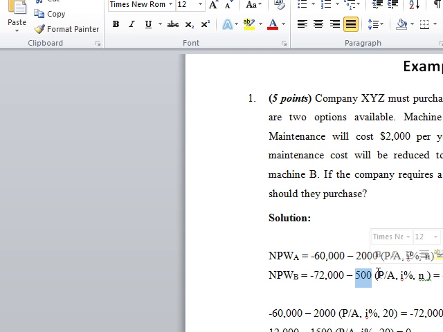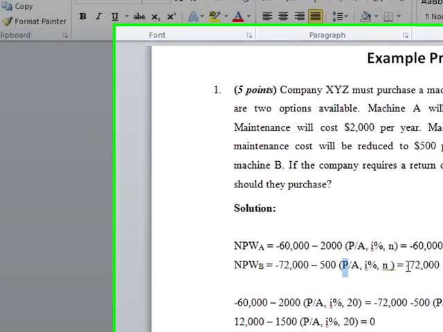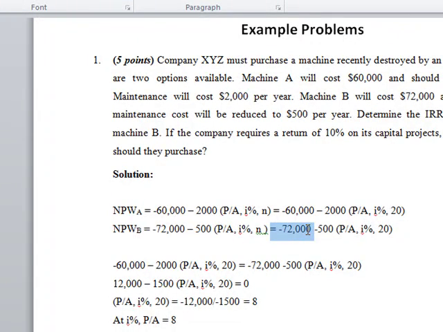So again, using the formula, we have been given A, which is annual cash flow, which is negative because we are spending the money. Given A, we need to find out P, present value, right? So P given A, I interest rate, comma, the number of years. So that is again minus $72,000 minus 500 multiplied by P given A, I we don't know, and 20 is the number of years.